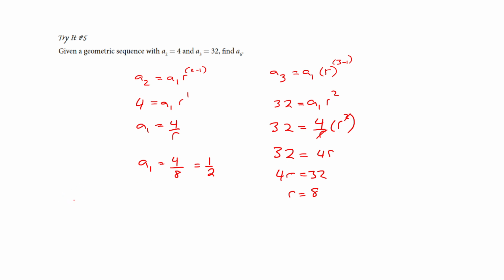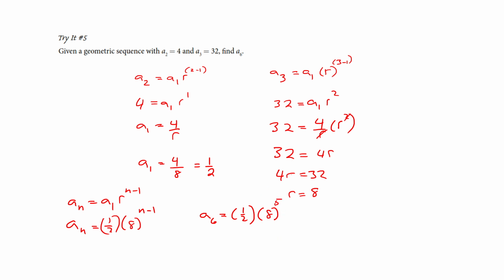So our explicit formula would be a sub n equals a1 r to the n minus 1. But I have r and I have a1 now, so a sub n is going to be 1/2. My r is going to be 8, and I'm doing it to the n minus 1. Okay, let's find a6. So the sixth iteration is going to be 1/2 times 8 to the 6 minus 1 power, or 5.